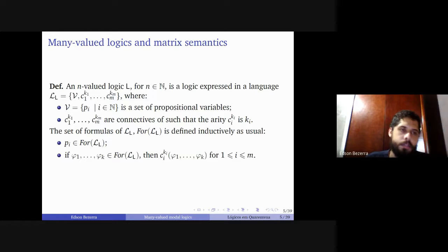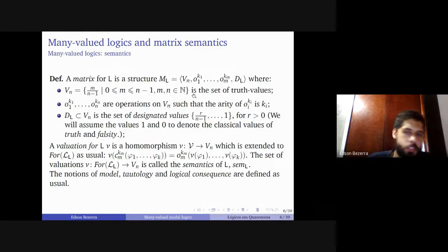So we begin with the traditional definitions of modal logics. Propositional logics. We define any many valued logic L with the language L. I put the subscript here because some logics have implication, the others have negation, implication, conjunction. So I presented it here in a very general way. The language has a countable set of propositional variables, and we have connectives. And then the set of formulas is defined as usual.